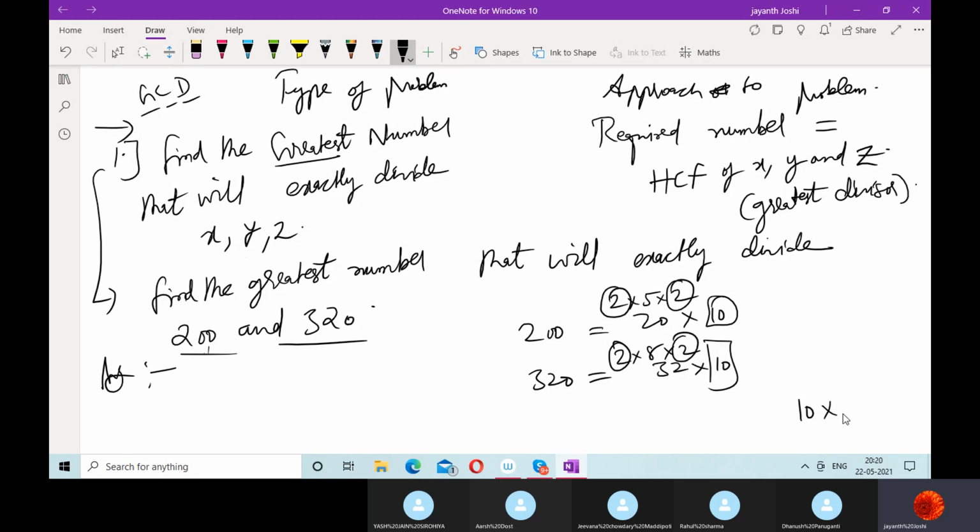I'll take 2 into 2, that is 4. Answer is 40. So now as a proof you can see, find the greatest number. If you get this kind of question any point of time in the examination, when they ask you to find the greatest number that will exactly divide any of the numbers, the answer would be the HCF of these numbers and the answer is 40. 40 is the greatest number which can divide these two. Yes, 45s and 48s.